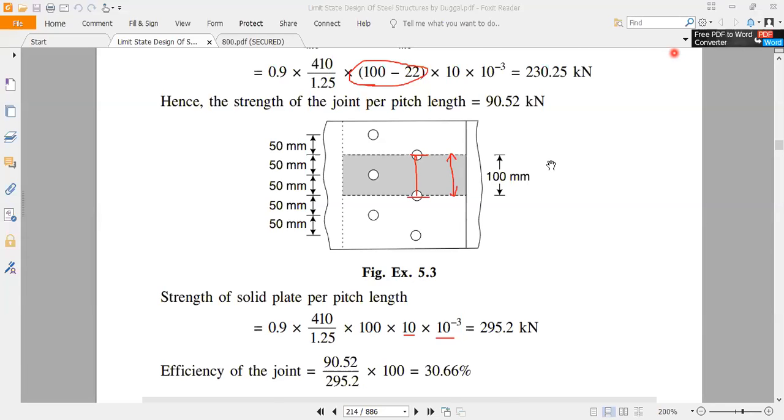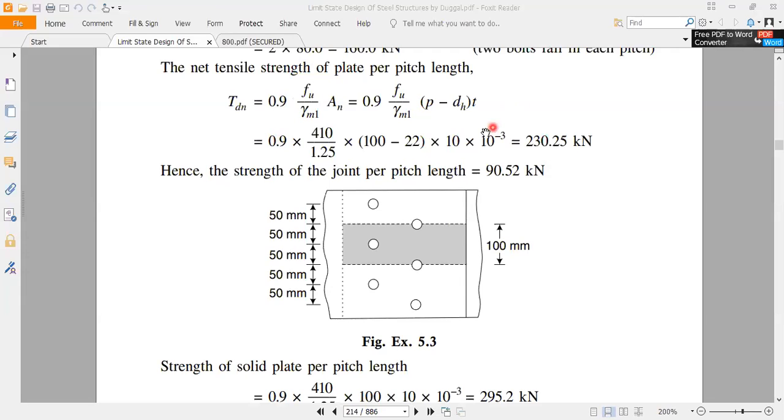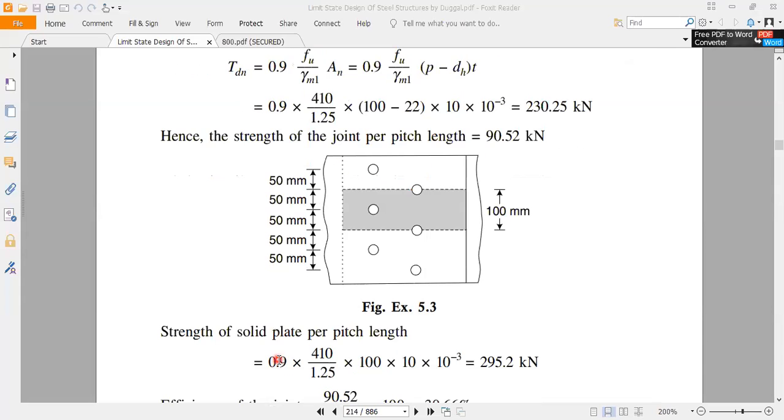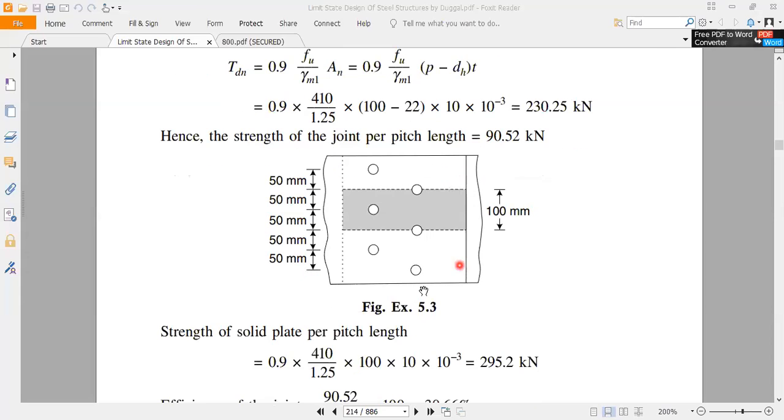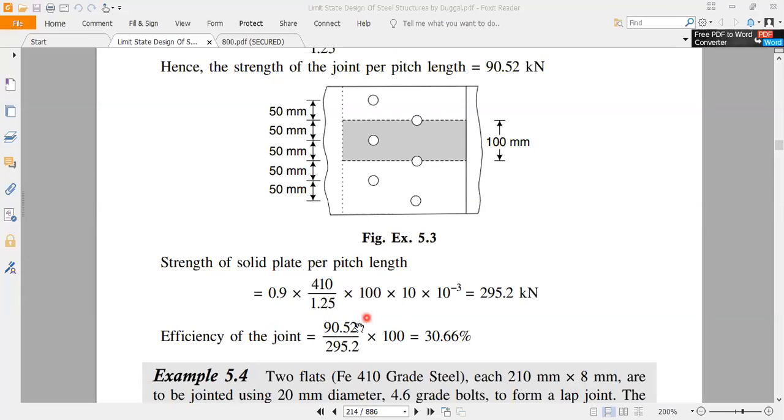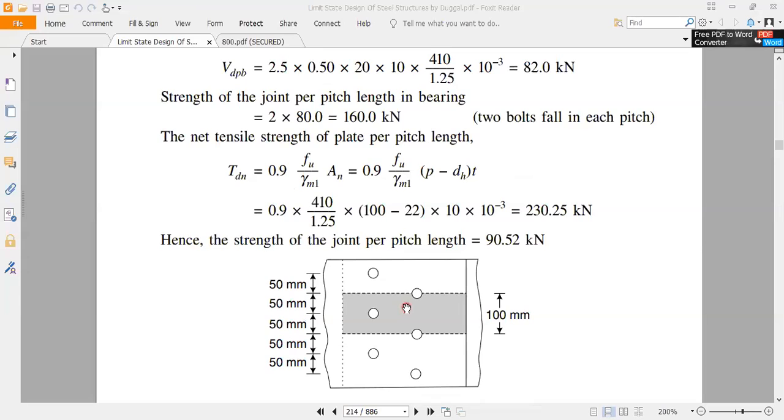So this is the formula here, but as we are finding the strength of the solid plate, solid means no holes. No holes means no reduction. So this is the 295. So efficiency is equal to 90.52 by 295 into 100, which is 30.66.